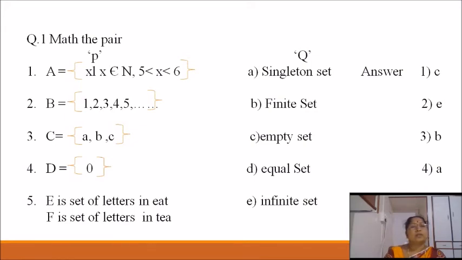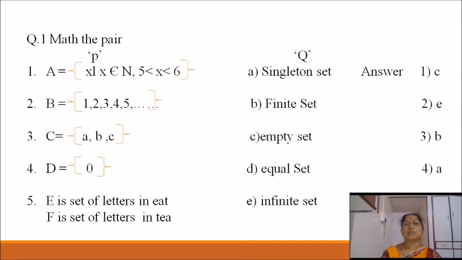A equals the set of all x such that x belongs to natural numbers and x is strictly greater than 5 and strictly smaller than 6. But we know that there is no natural number between 5 and 6. Therefore, there is no element in set A. Therefore, set A is the empty set. Therefore, we can match 1 with C.